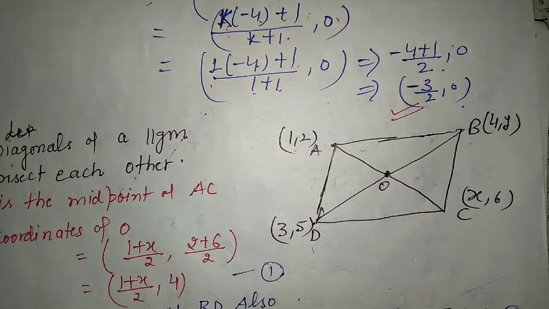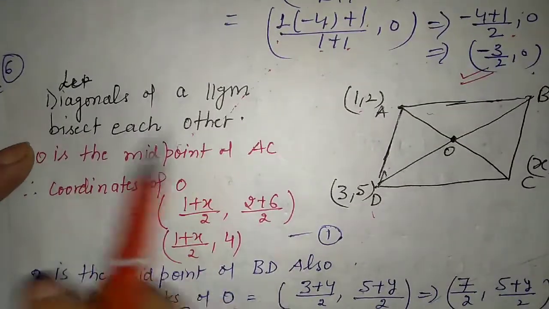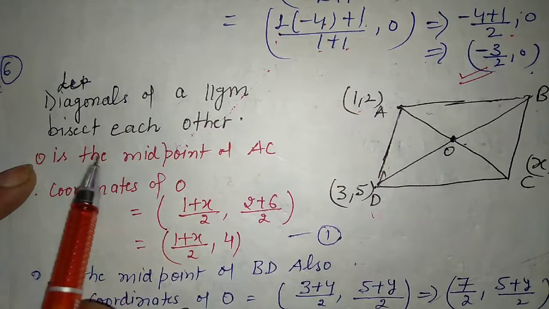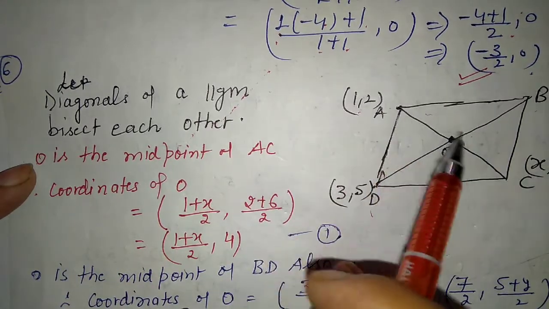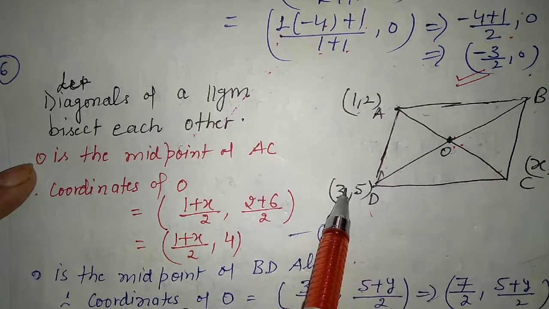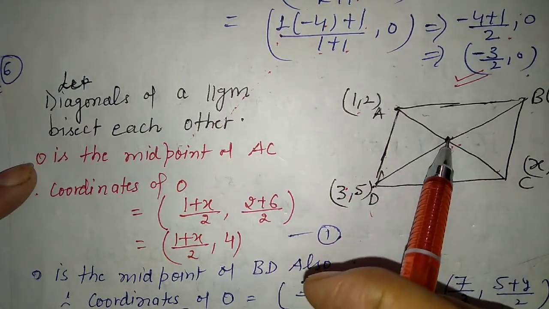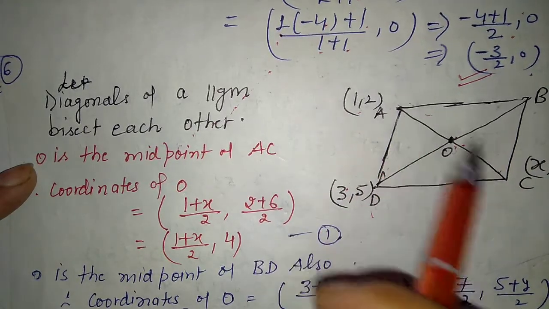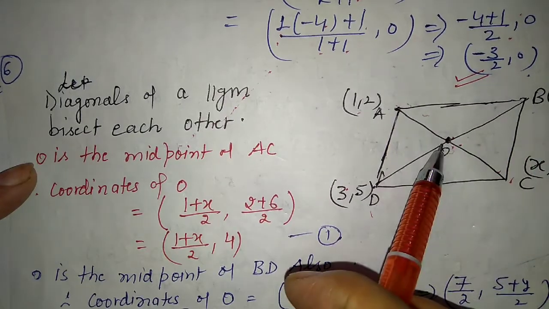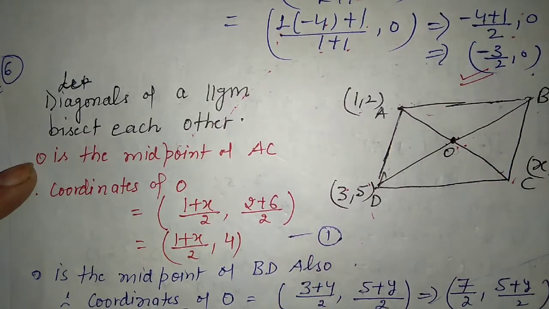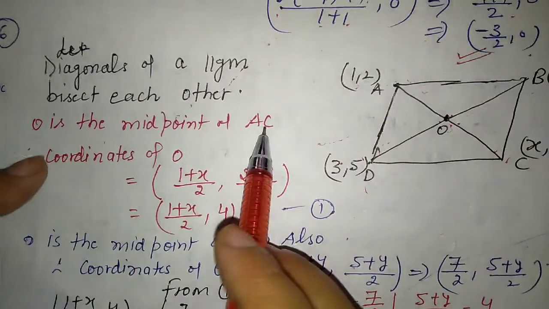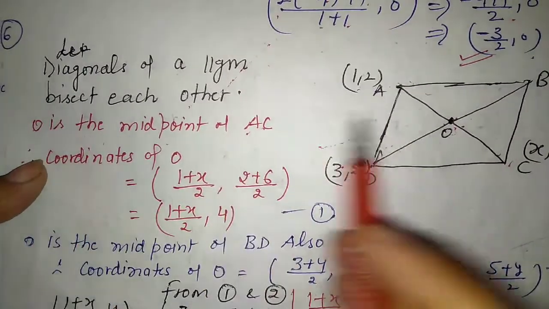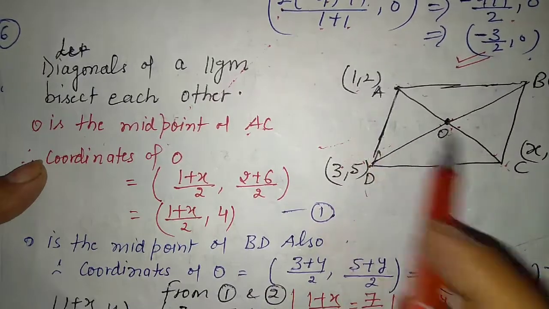This figure is a parallelogram and we know that the diagonals of a parallelogram bisect each other. So O will be the midpoint of AC as well as BD. We will find the coordinates of O with the help of AC, and again the coordinates of O with the help of BD, by the midpoint formula. So the coordinate of O is the midpoint of AC. AC we will take first like this.